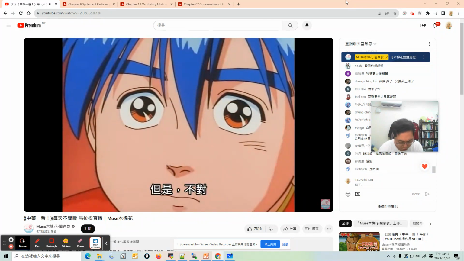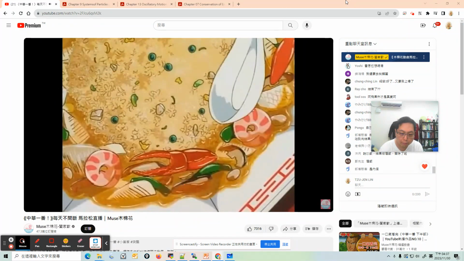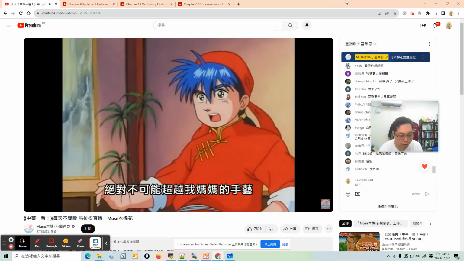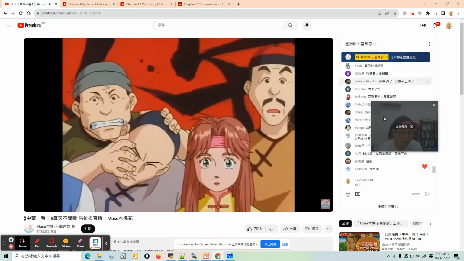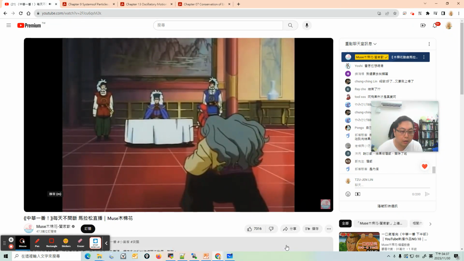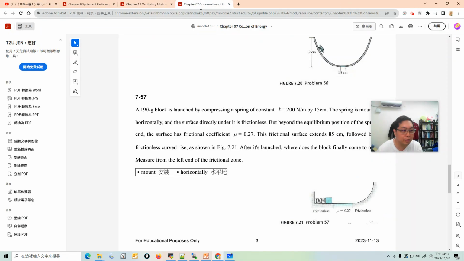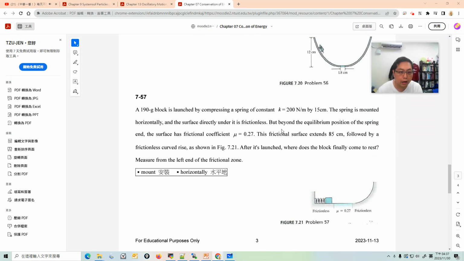I'm going to talk about a homework problem in chapter 7 on energy conservation, problem 7.57. Okay, here's the problem. It's an energy conservation problem, but you have to use a little more thought in there.